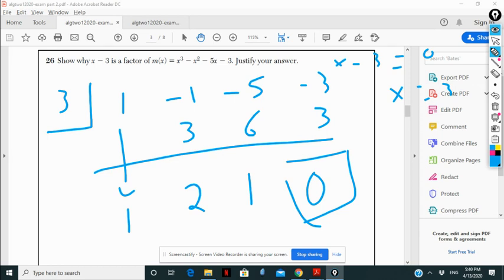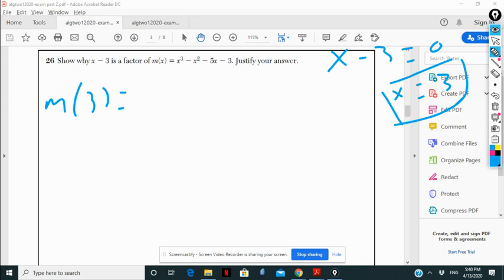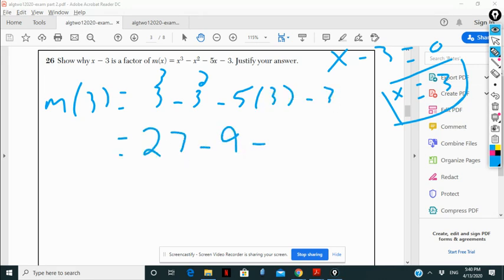That's one way. The other way, x minus 3 equal to 0, so x equal to 3. I have to find f of 3, which means 3 to the power 3 minus 3 to the power 2 minus 5 times 3 minus 3. That's giving me 27 minus 9 minus 15 minus 3, which is 0. So that's a 0 remainder. That's the remainder theorem.